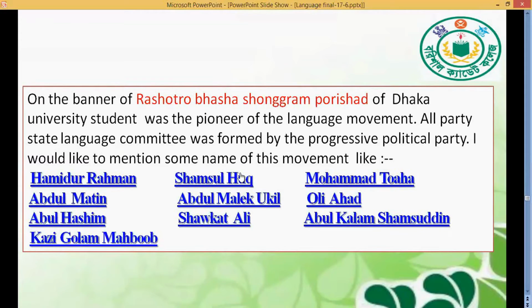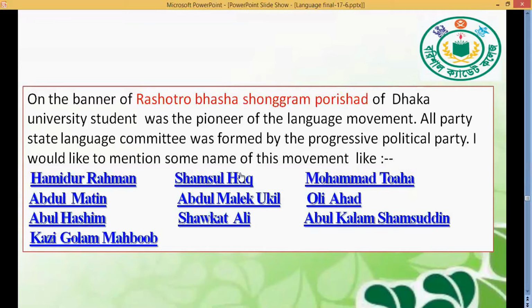Cadets, on the banner of Rashtra Bhasha Sangram Parishad, Dhaka University students were the pioneers of the language movement. An all party state language committee was formed by the progressive political parties.